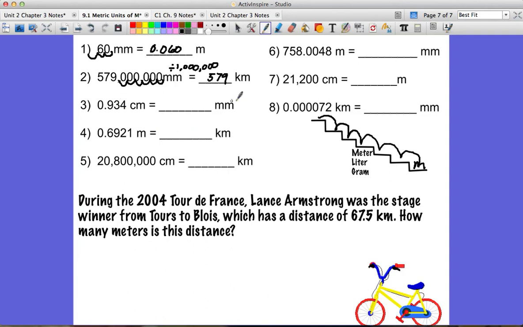All right, so going from centimeters to millimeters, you're actually going down the stairs, so I'll change to a red pen. That means I'm going to multiply by 10, which means I'm going to move my decimal to the right 1 spot. So that means that it is 93,400 millimeters. Again, if you have any questions, please be sure to post them to Edmodo.